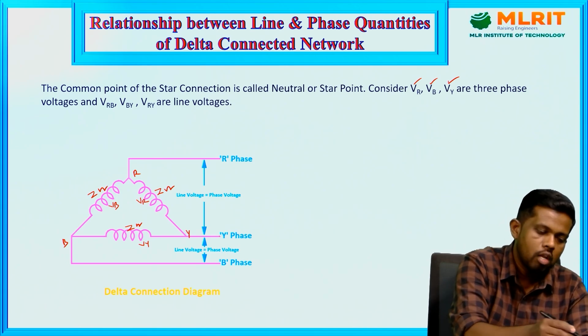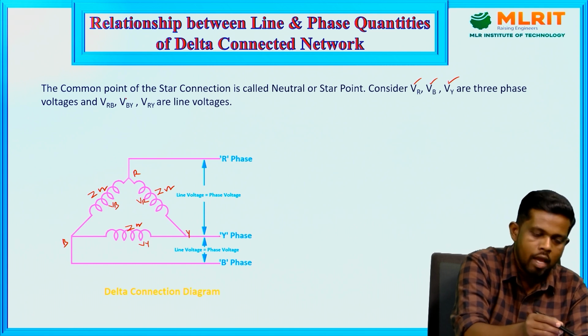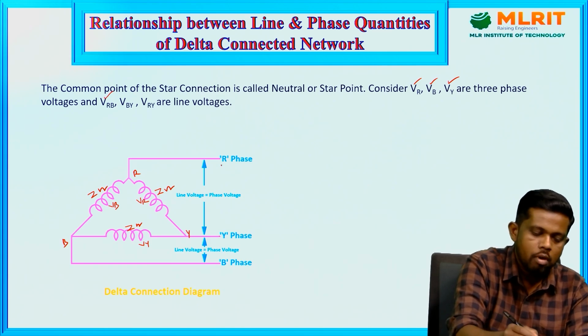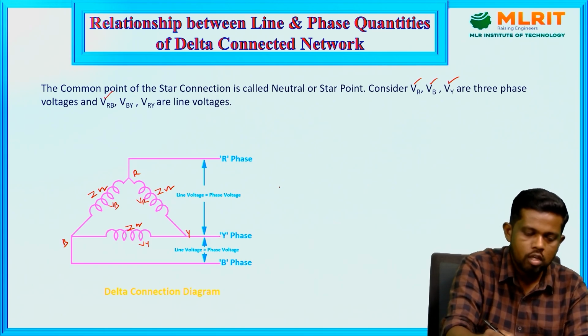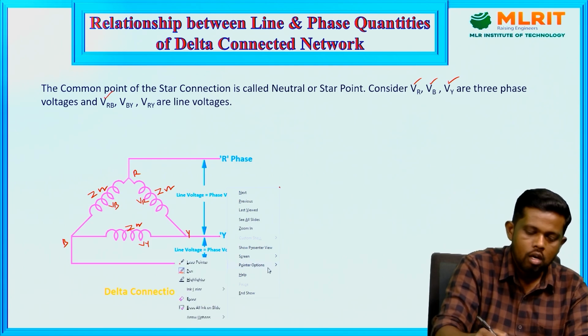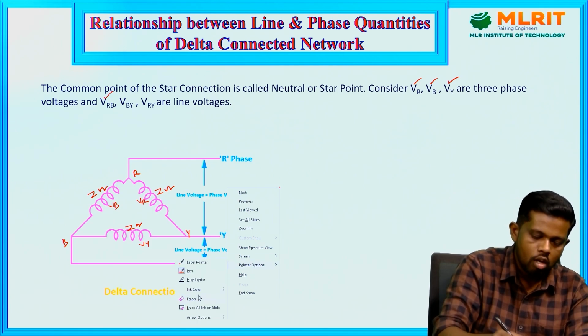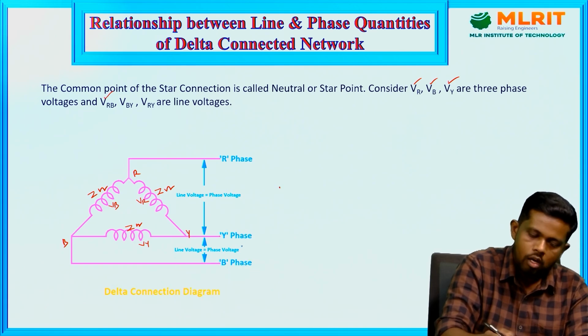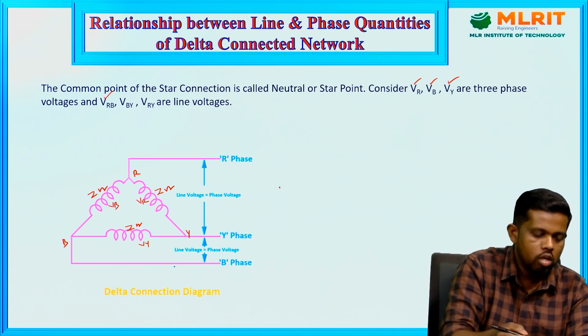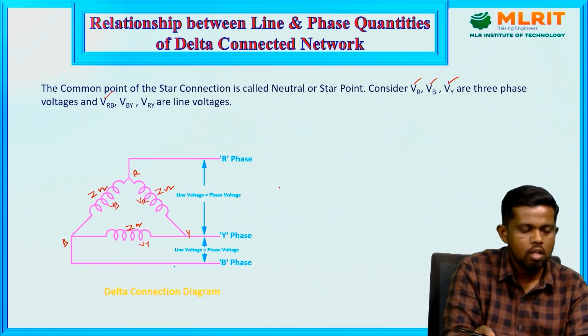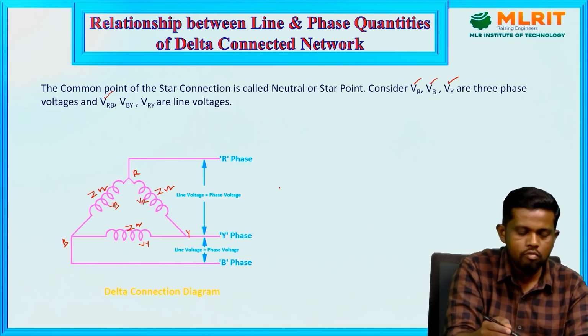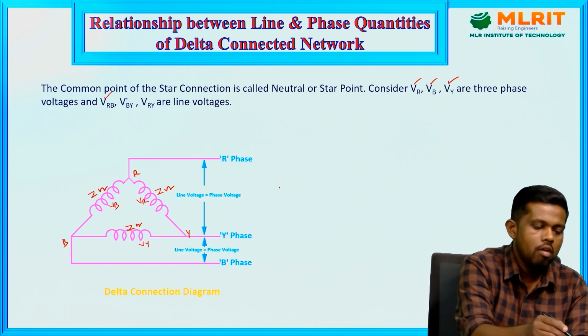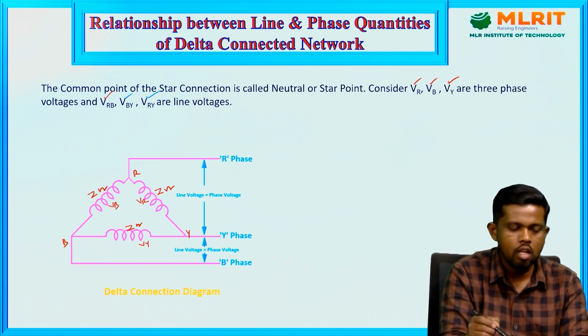Then what about the remaining ones? Those are the line voltages: VRY, VYB and VRB. The voltage taken between R and Y is VRY, the voltage taken between Y and B is VYB, and the voltage taken between R and B is VRB. So VRB, VBY and VRY are the line voltages.